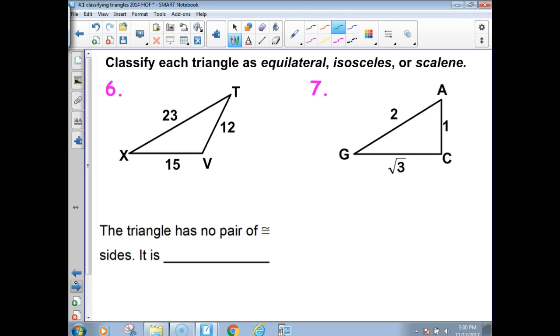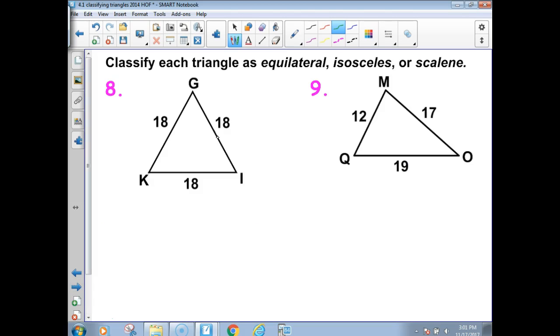Okay, this triangle has no sides congruent, so it's scalene. And now no hints. Number 7, all the sides have different numbers on them, so it's scalene. Number 8, all the sides are labeled with the same length, therefore it's equilateral. And all of them are different on number 9, so it's scalene.